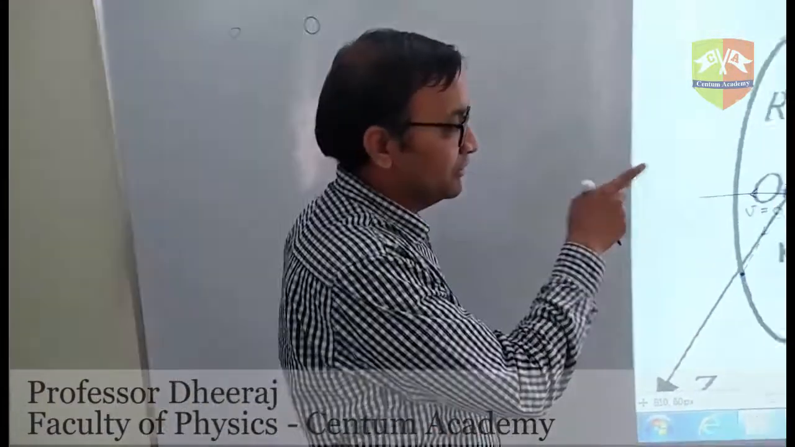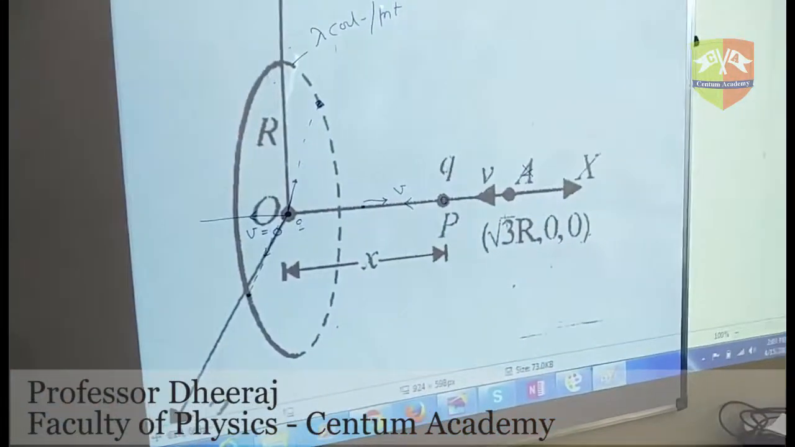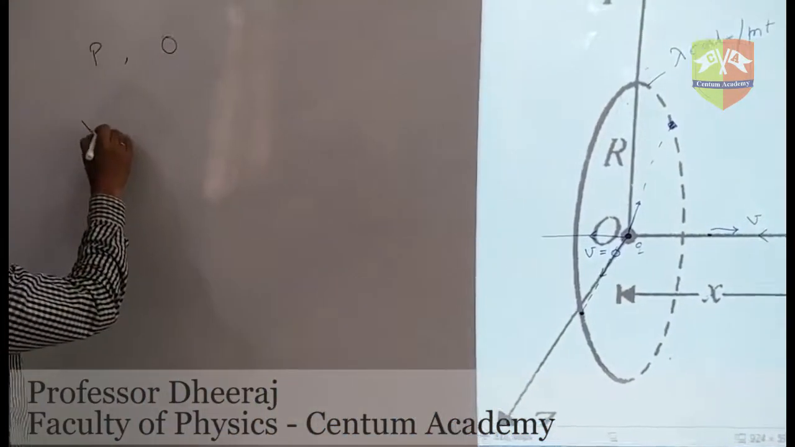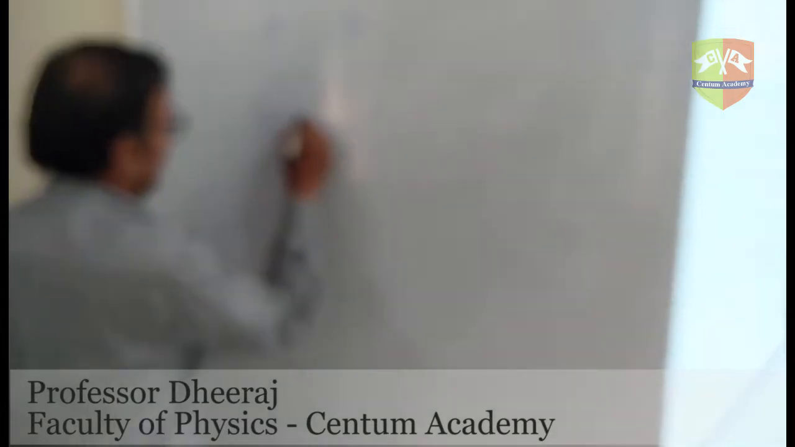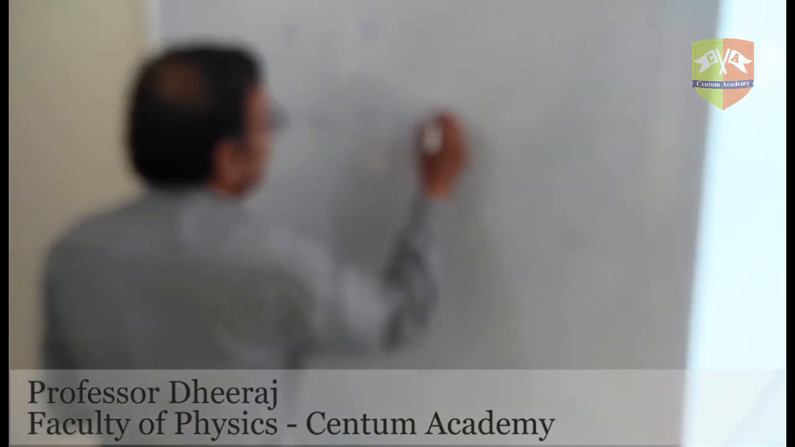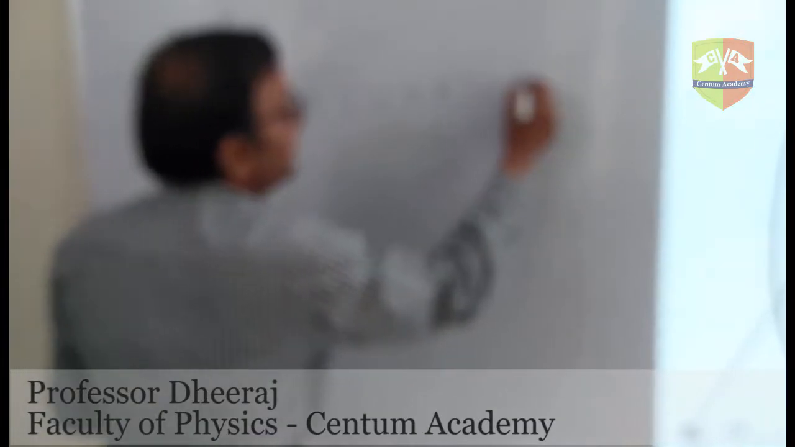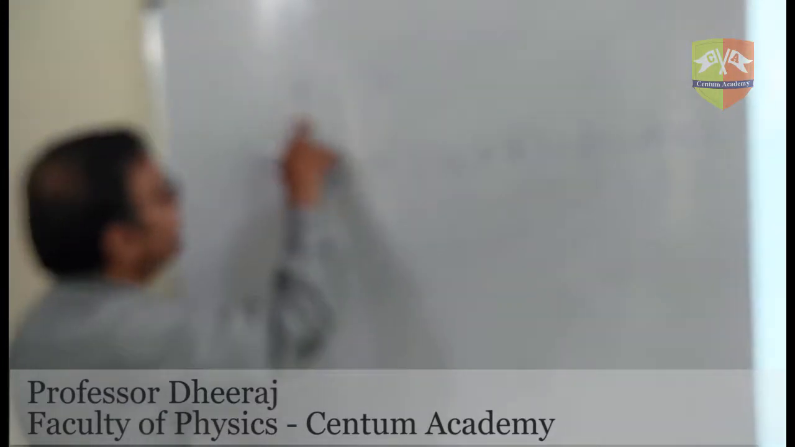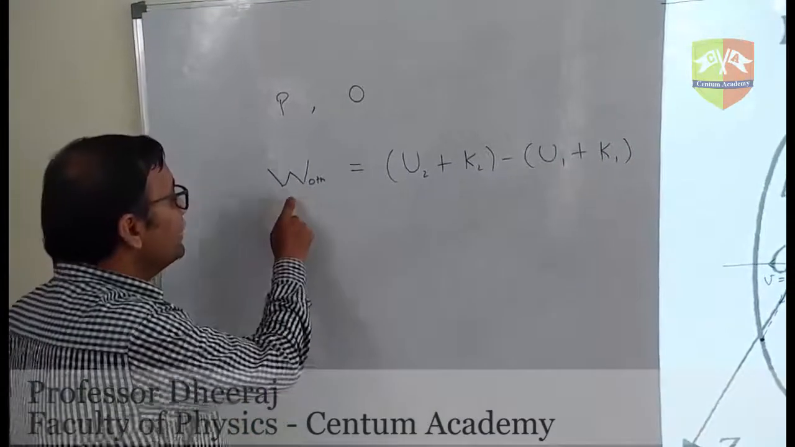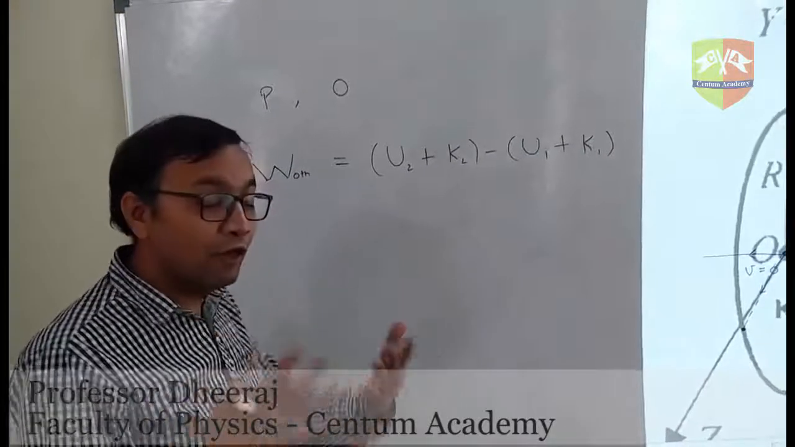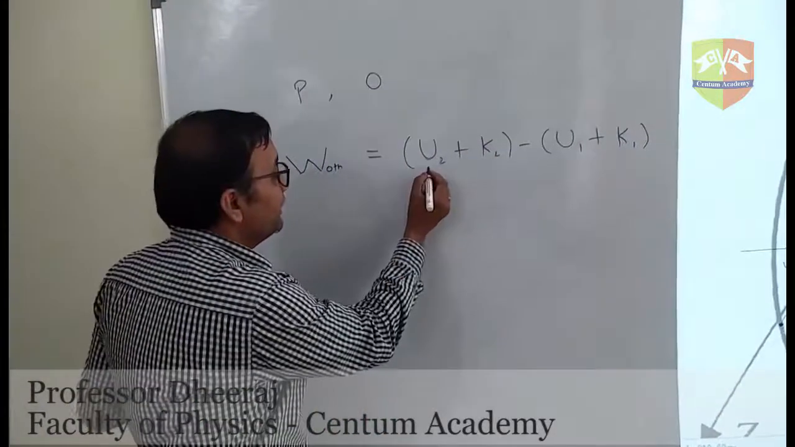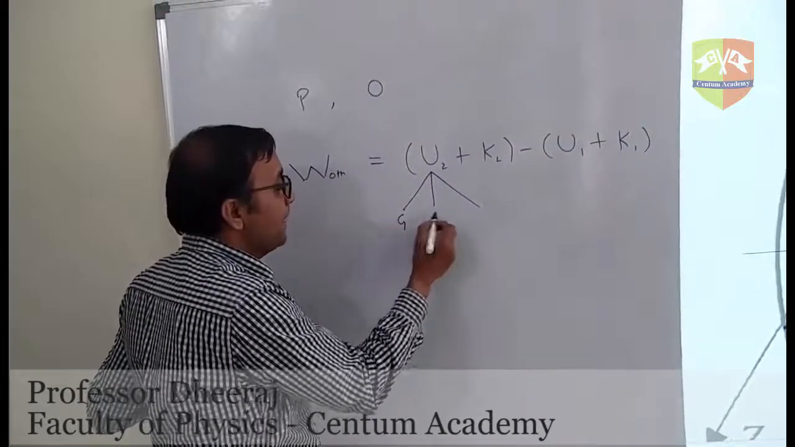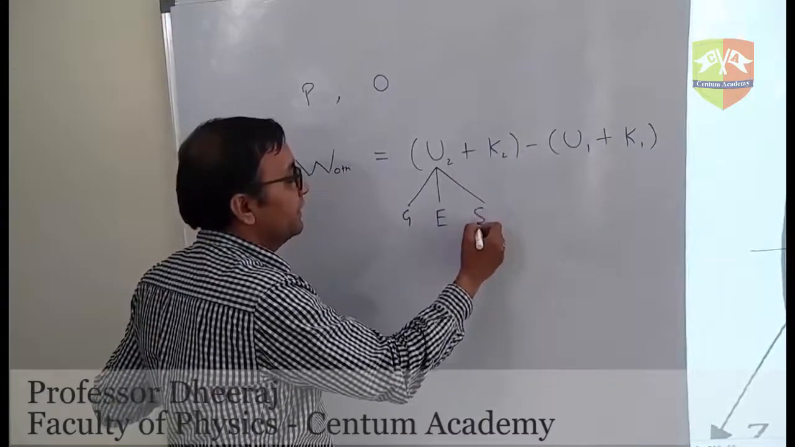Now, how do I get the velocity? One thing that immediately comes to mind is conservation of energy. Conservation of energy says work done by the other forces is equal to U2 plus K2 minus U1 plus K1. Point number 1 is O and point number 2 is P. Now, what are these other forces? These other forces are the forces other than those for which you have considered the potential energy. Because potential energy is generally considered for three forces: one is gravitation, another is electrostatic, and the third is spring.